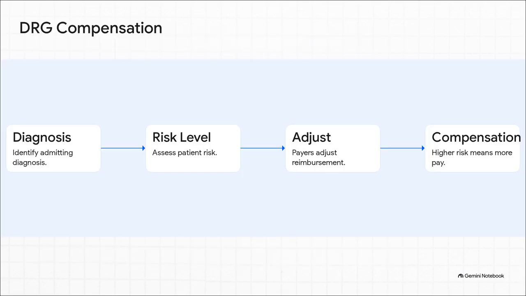The whole compensation cycle relies entirely on capturing that risk accurately. First, you identify the admitting diagnosis. Second, you assess the degree of patient risk and illness. Third, payers like Medicare adjust the reimbursement based on that specific risk level. The fundamental rule here: the sicker the patient, captured through those CCs and MCCs, the higher the compensation the hospital receives. It makes perfect sense, right? It ensures the facility is appropriately funded for the massive resources used to treat their most critically ill patients.